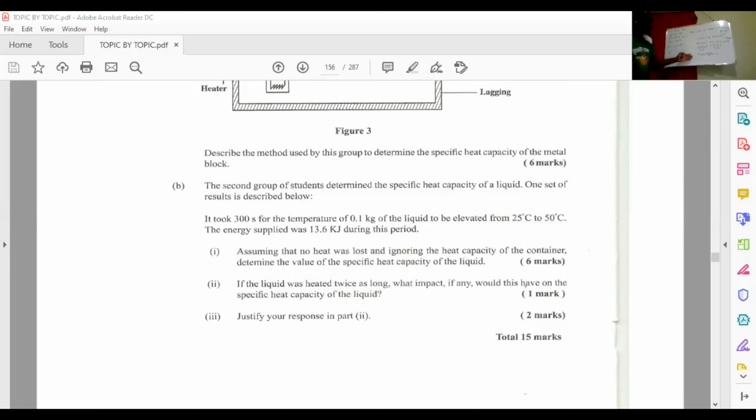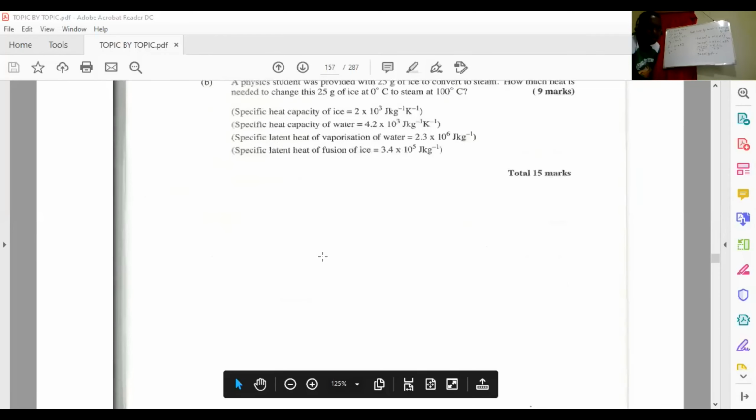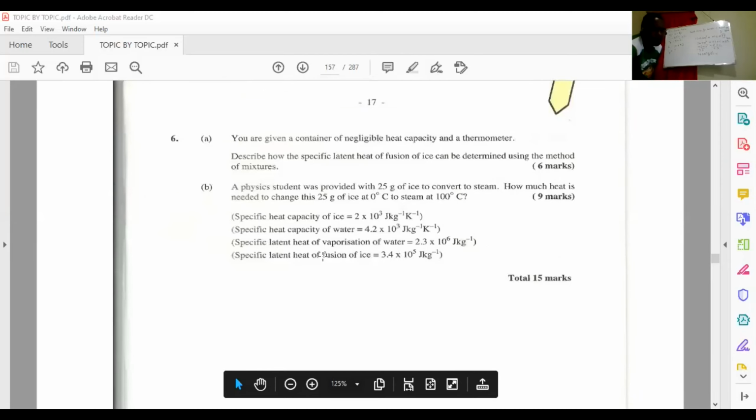And remember, the C of a substance is a constant value. So it doesn't matter if you heat it for a longer period of time or a shorter period of time. Once you have this amount of energy present, then it's going to change the temperature. So that's the key part. All right, so that's it for this question here.